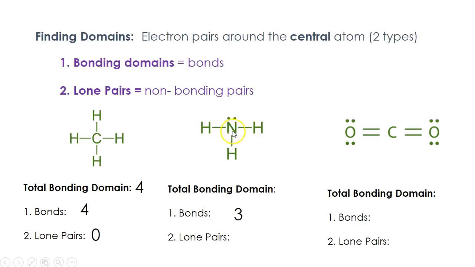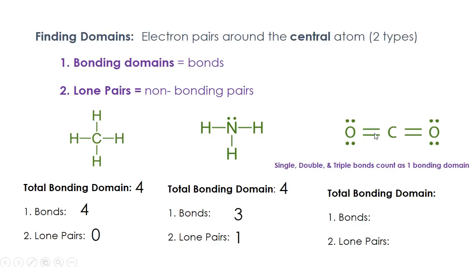So therefore, in this molecule, we only have 1 lone pair. And that makes our total bonding domain 4. When we take a look at this molecule over here, our central atom is carbon. One thing to remember when we're talking about double and triple bonds is that single, double, and triple bonds only count as 1 bonding domain when we're looking at these bonds. So that means this double bond actually just counts as 1.